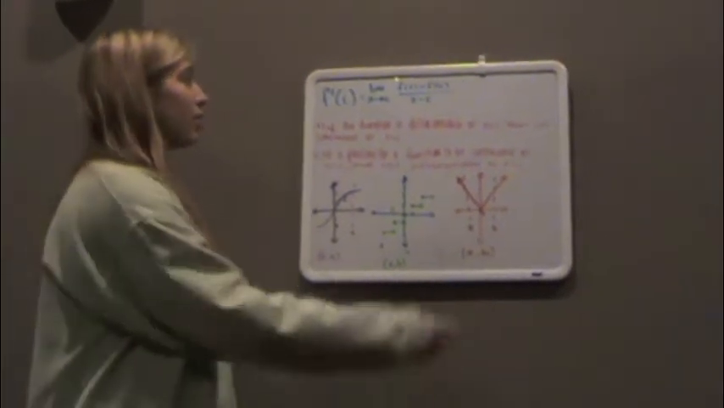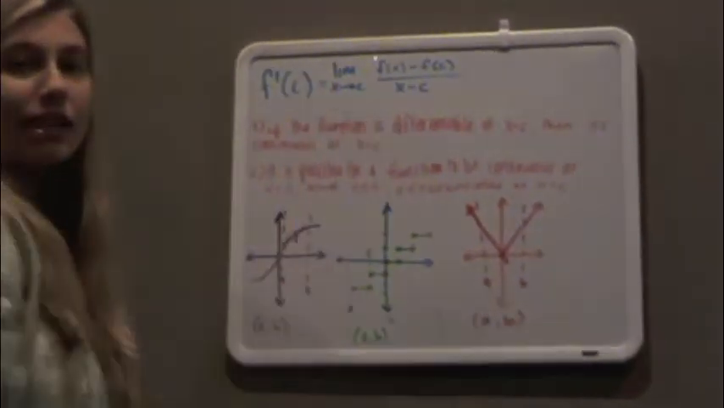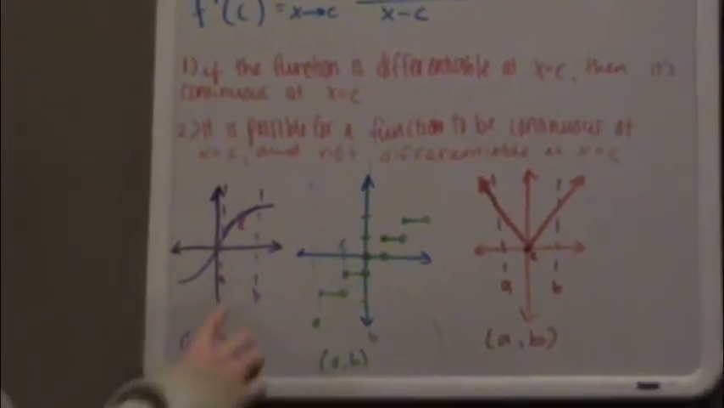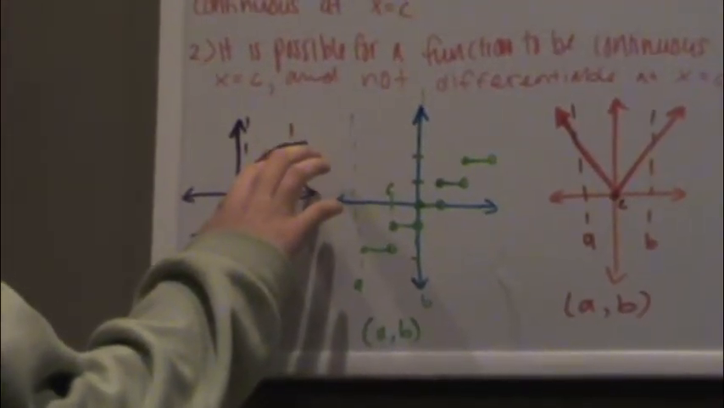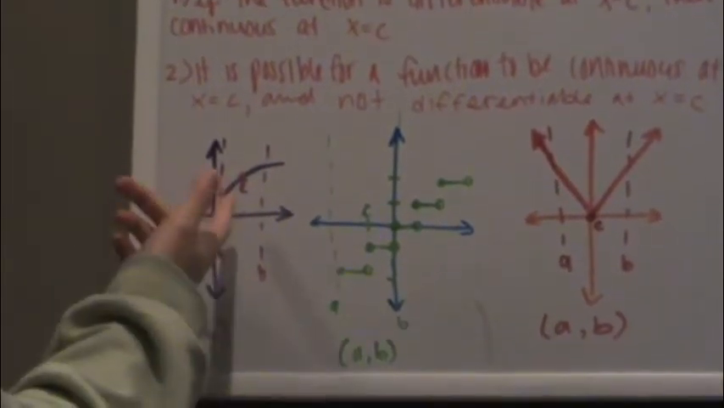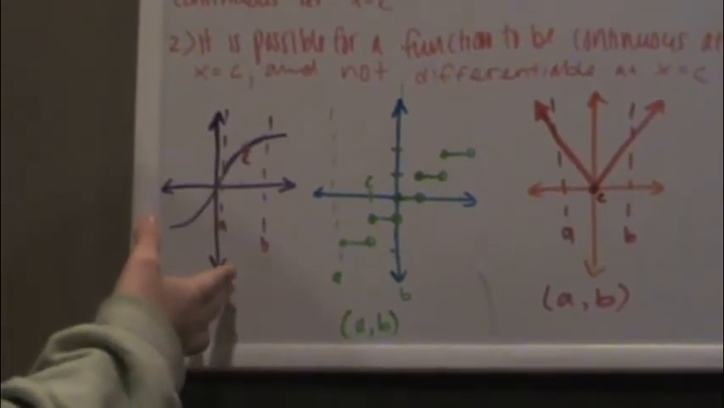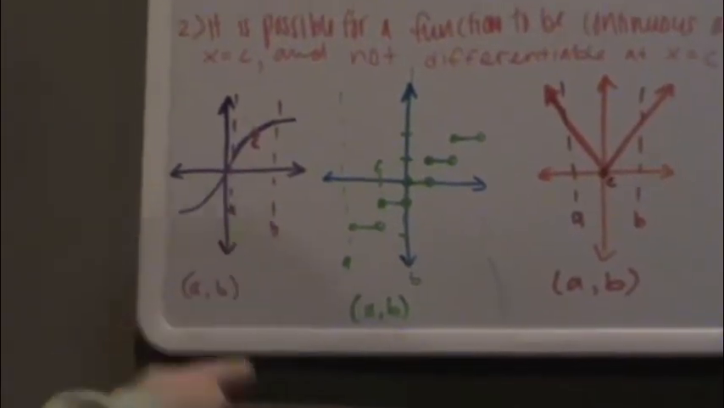Okay, so for this equation to work, the limit as x approaches c has to be the same from both the left and the right. So let's look at this first graph right here. The limit as x approaches c from the left and from the right on the interval ab exists, and the point at c is defined. So we can assume that this graph, this function on this interval is differentiable.